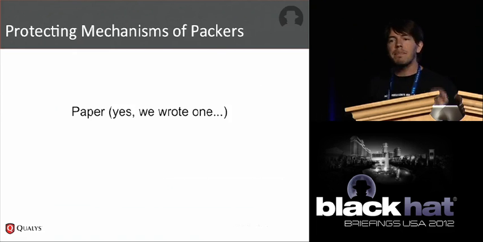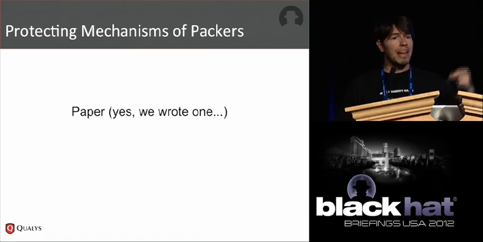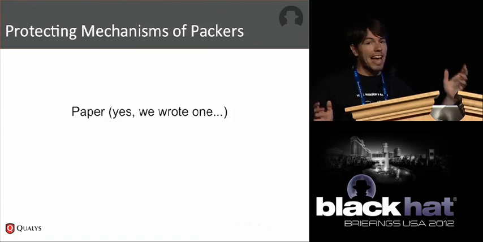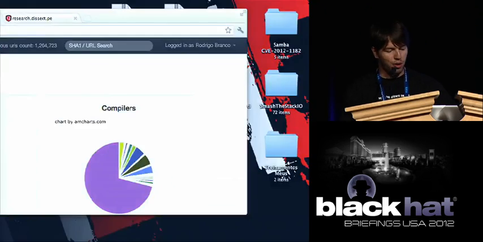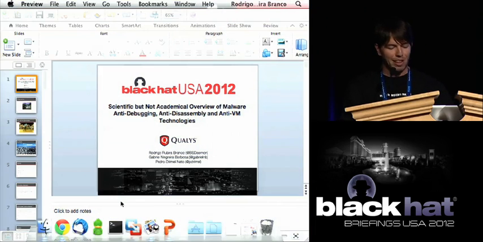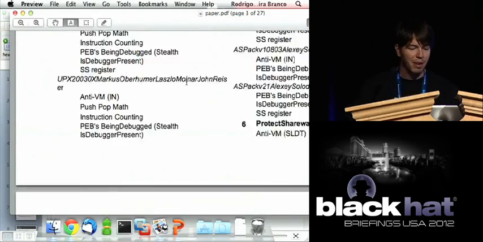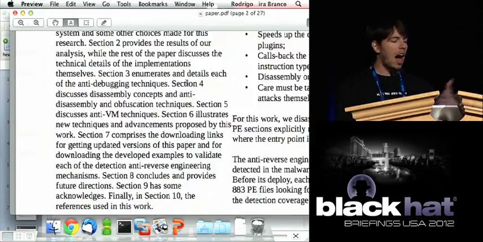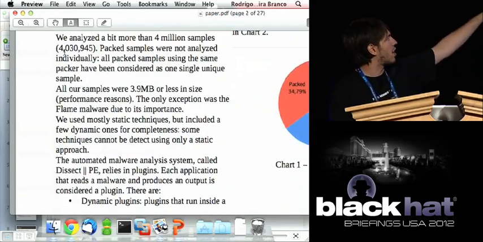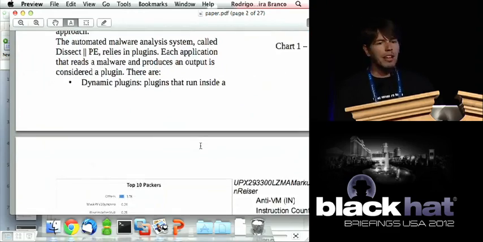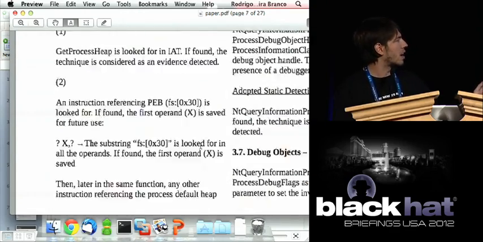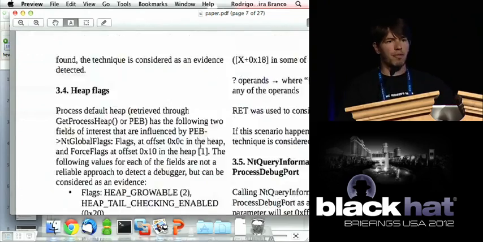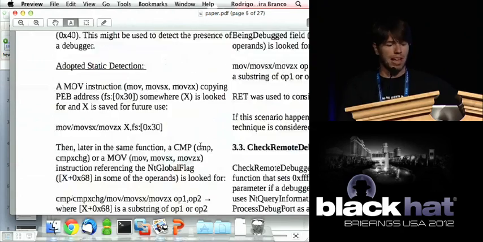As for the protection mechanisms used by those packers, we went even further. And in the paper, yes, we have a paper, and I want you guys to read it, but because I know everybody's lazy as we are, I decided to show you the paper, so you understand that we really do have a paper, right? In the paper, all this data is available, all the methodology, the numbers that I said, and all the techniques. Each of them is analyzed, each with an implementation code, how it works, and how we detect it.